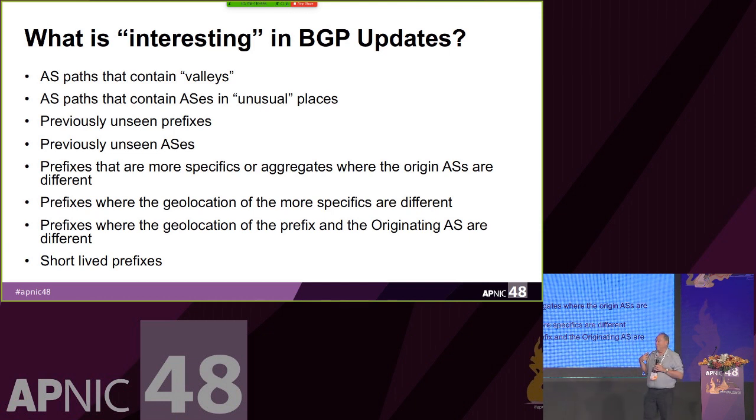The other thing too is where the more specifics and the aggregates differ in geolocation, that the aggregate actually covers a variety of geographies. There are a few providers with such aggregates, Liberty Global in Europe, for example, and there are a few folk like Facebook who just put everything in Ireland because they can, but on the whole, that's not common. So when you see these synthetic aggregates that span a multiple number of economies, you should watch out. That looks a bit weird. And similarly, where the prefix and the originating AS tend to geolocate to different places, that's just odd.